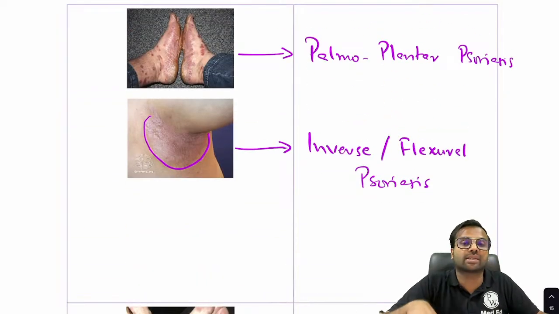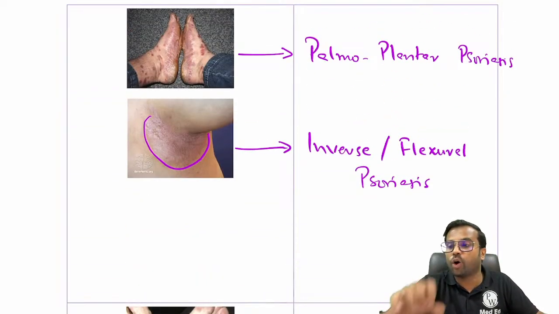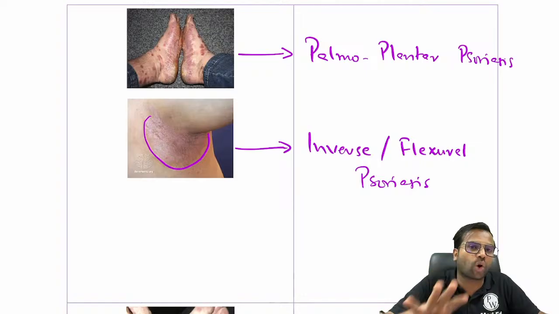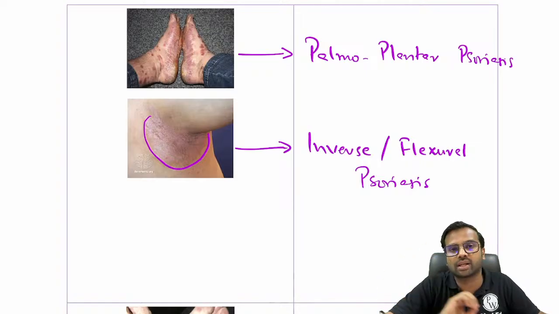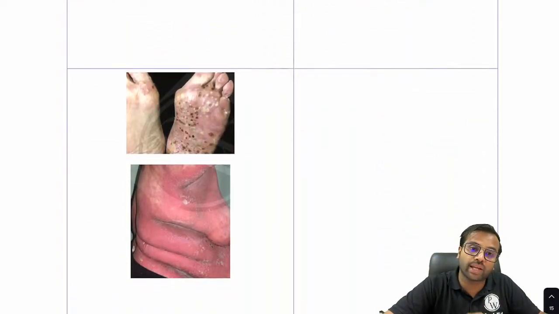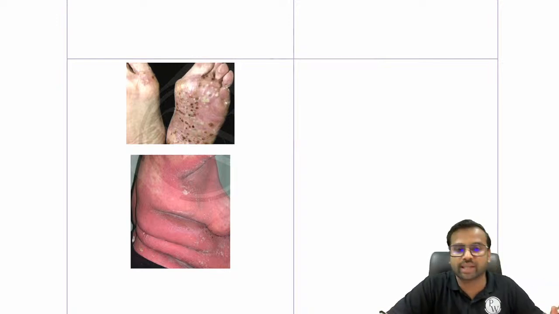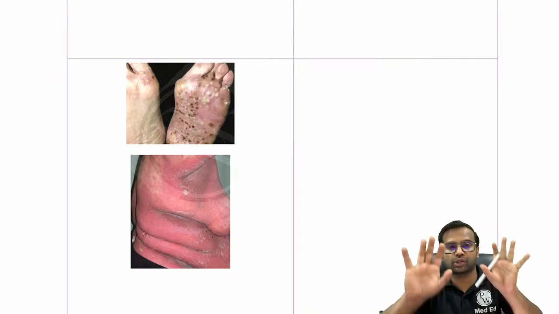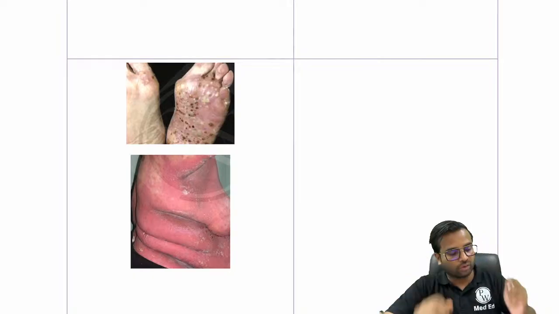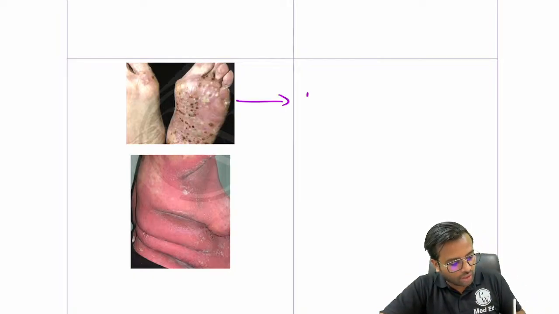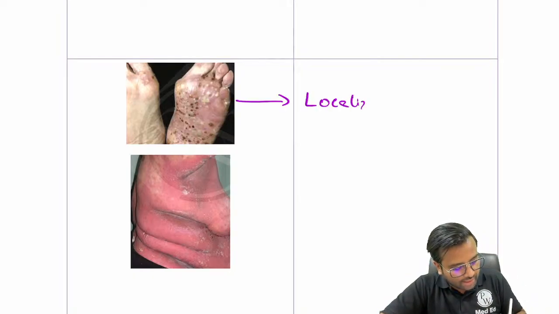Now psoriasis, when you learned about psoriasis, all of you learned that psoriasis is not only plaque psoriasis, because pustular psoriasis can also occur, right? So if pustular psoriasis is localized to the palms and soles, we call it localized pustular psoriasis.